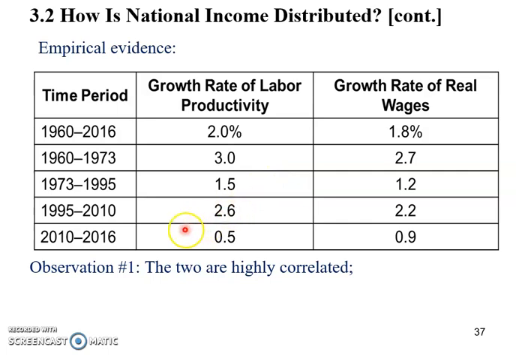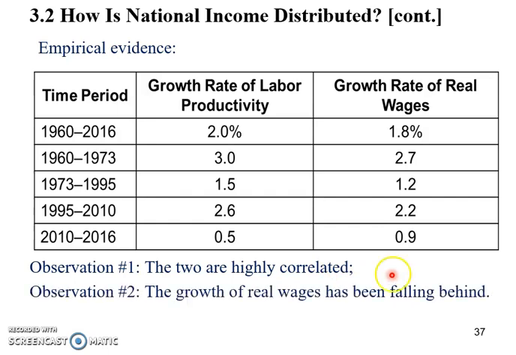And then from 73 to 95, both growth rates declined by almost half. And then from 1995 to 2010, we find both growth rates increased by 1 percentage point approximately. So here it's 1.1 percentage point, here is 1 percentage point. And then in recent years, both declined significantly. So that's why we find they are highly correlated. So that's one observation.